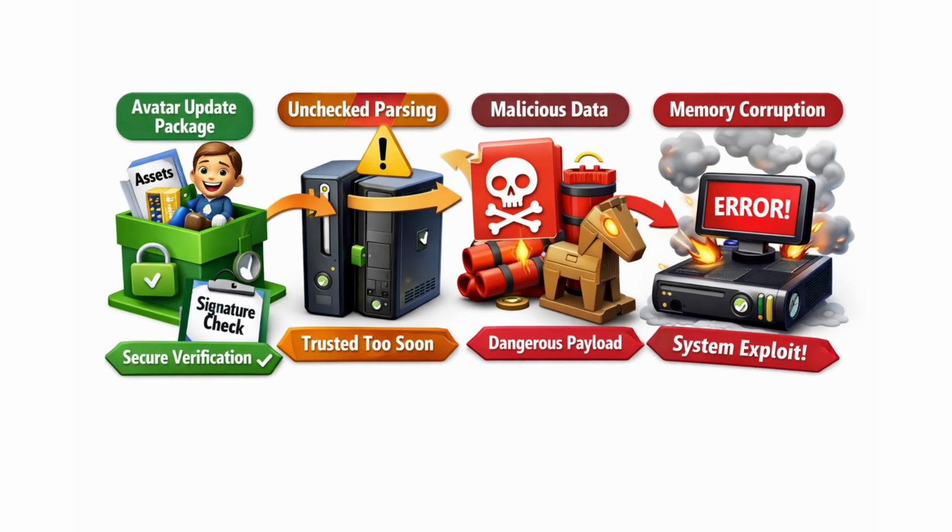The vulnerability appears in how the system handles some avatar asset data. Normally, update packages must pass strict cryptographic signature verification before being installed. However, in certain parts of the avatar update process, the system begins reading and parsing asset data before the verification process is complete. This means the console starts trusting information too early in the process. When that happens, carefully crafted data can cause unexpected behavior inside the system.